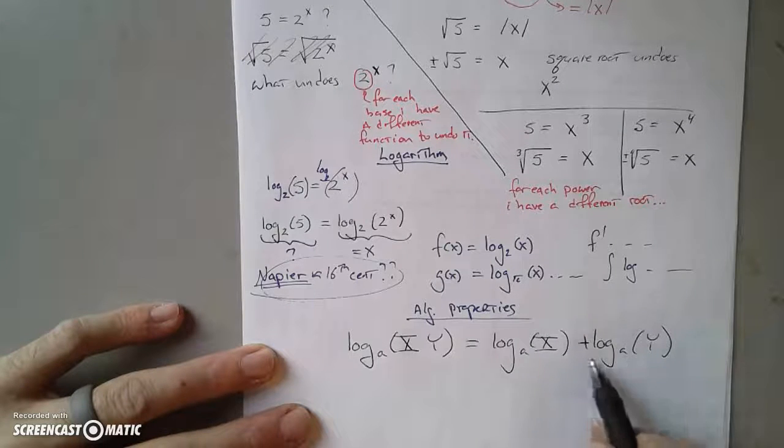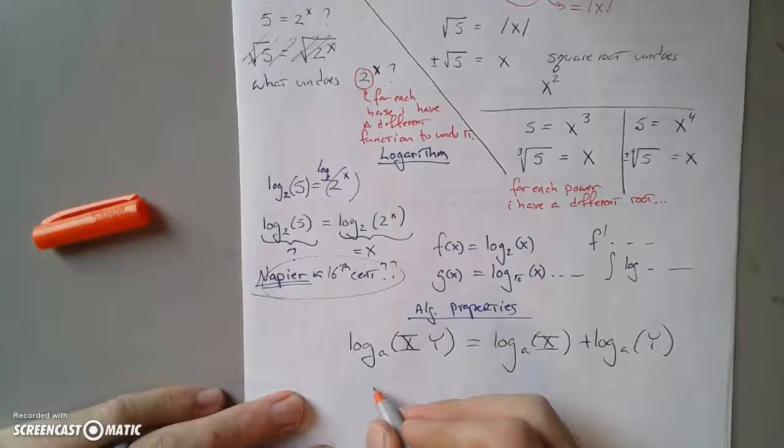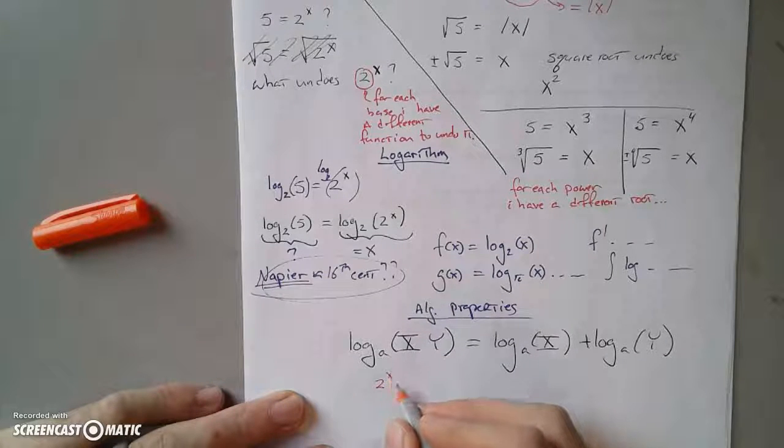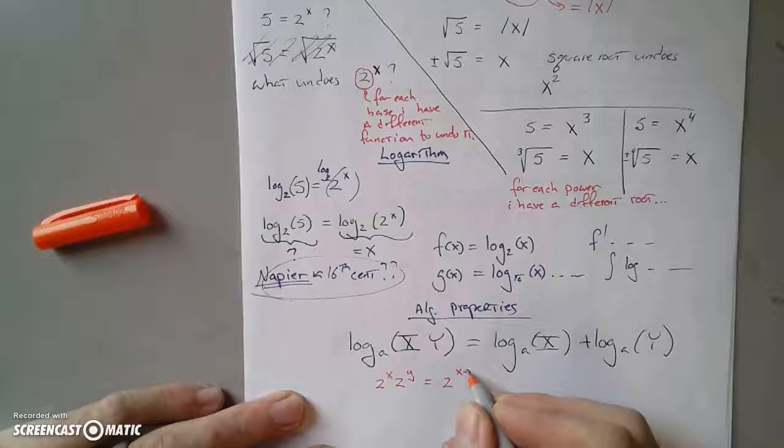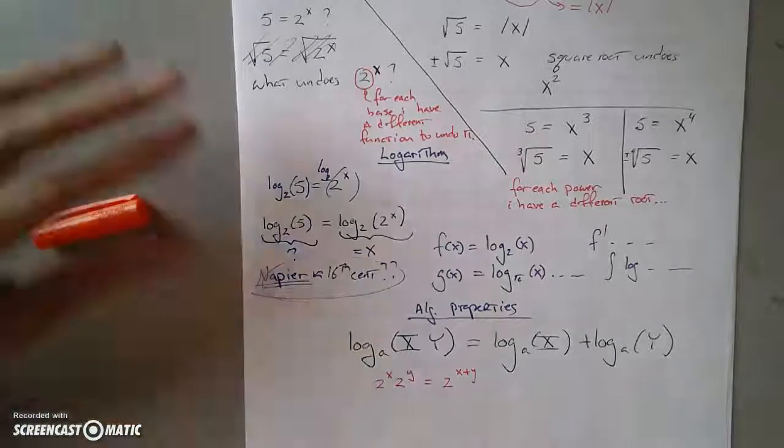And this should look vaguely familiar if you think about how, if you were to take, say, 2 to the x times 2 to the y, it's 2 to the x plus y, right? Multiplying the functions adds the exponents. This is sort of the opposite. If you multiply the exponents, it's adding the logs. It's related.